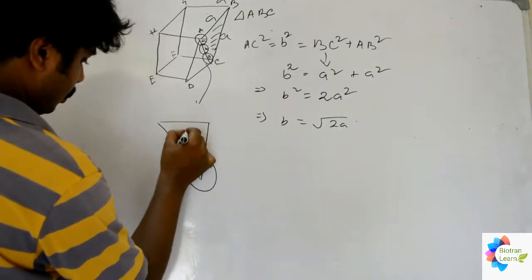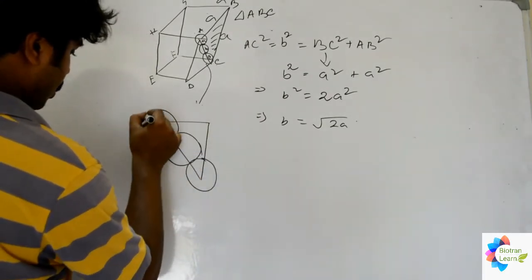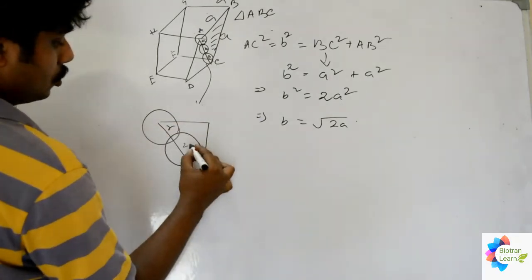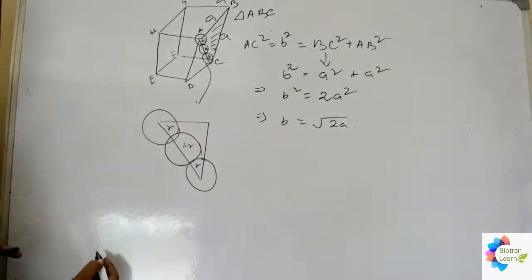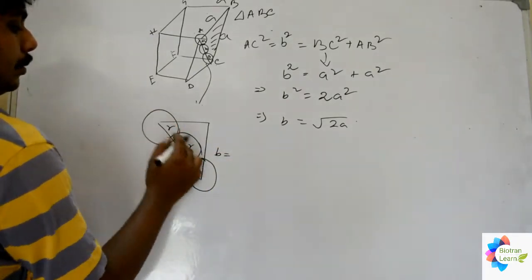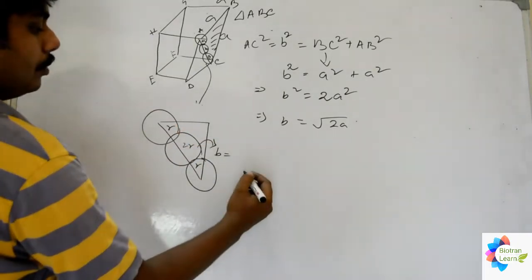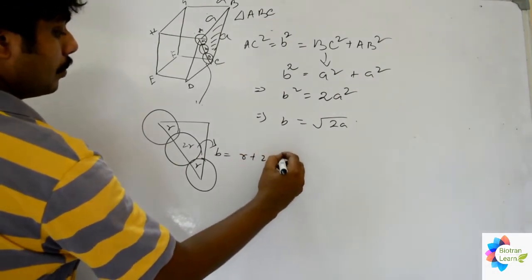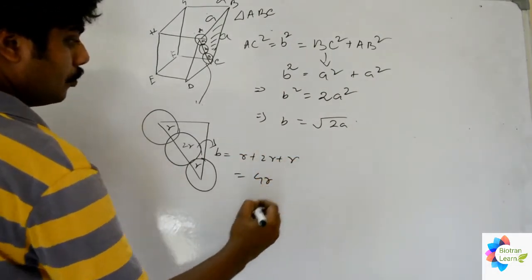R, 2R, R, 2R and R in this case, right? Then the total B will be this side B, right? Total B will be R plus 2R plus R, that will be equal to 4R.